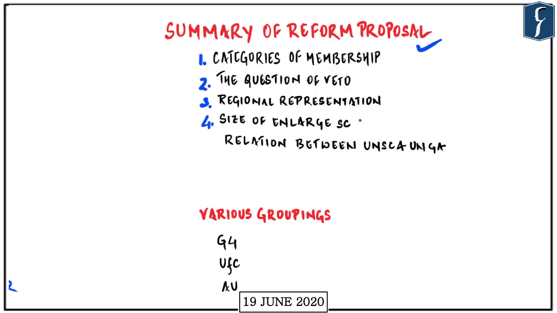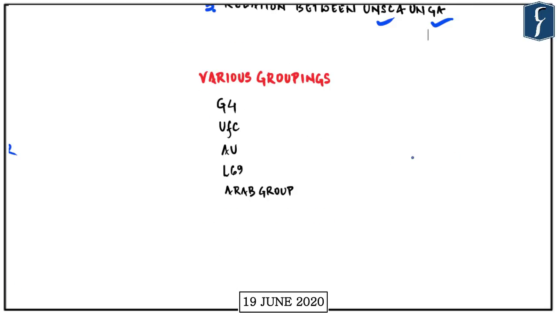And then the size of the enlarged Security Council, and actually points 1 and 4 are quite connected. And then finally, what should be the relationship between the United Nations Security Council and the United Nations General Assembly? And on the issue of reform, the United Nations member states are divided into several groups. They have a common view over the most important questions of reform, that is membership and the veto powers. These are G4, UFC, African Union, L69 and Arab groups. Details about these shall be done in prelims pointers.